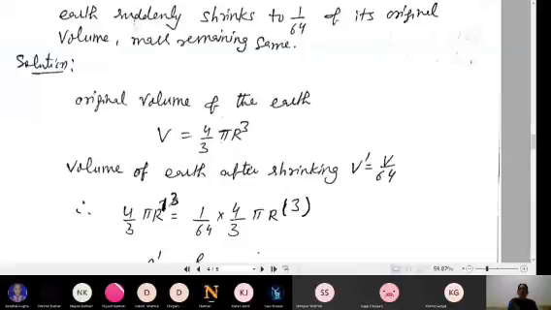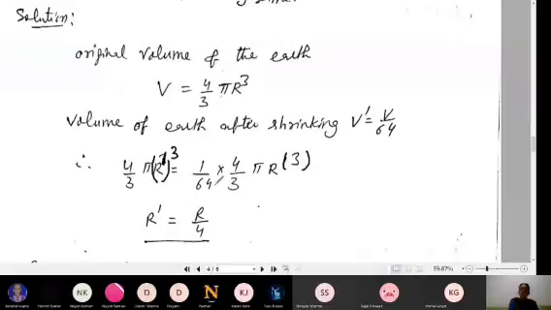V dash is equals to V upon 64. So V is equals to 4 by 3 pi r cube. So you can write V value here, and V dash I can take with R dash as the new radius. So on solving I am getting R dash equals to R upon 2. That you can work out.